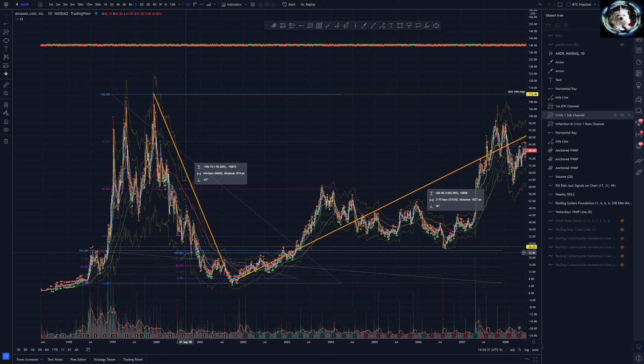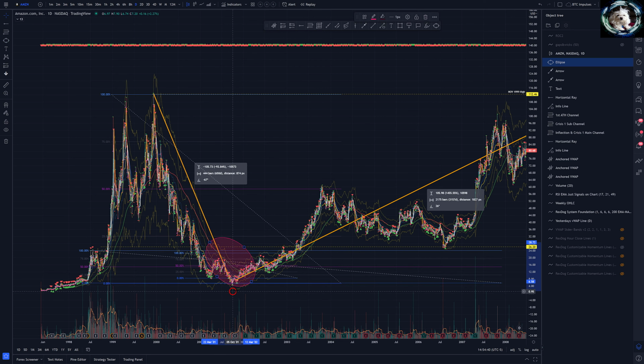Now, when price broke through that inflection area, this is Crisis 1 for Amazon. This whole area was Crisis 1 for Amazon. Will it survive? Is it going to survive the dot-com era? Is it going to have higher aspirations?